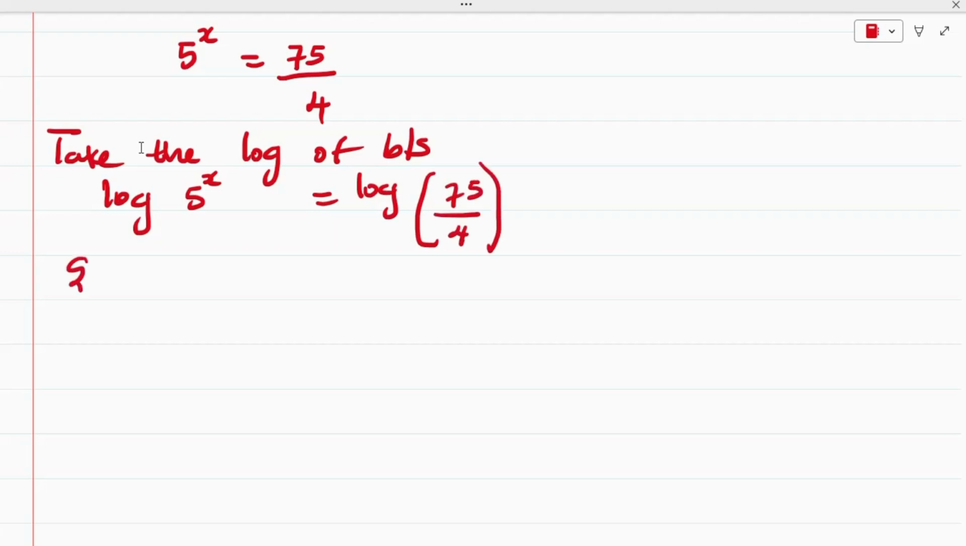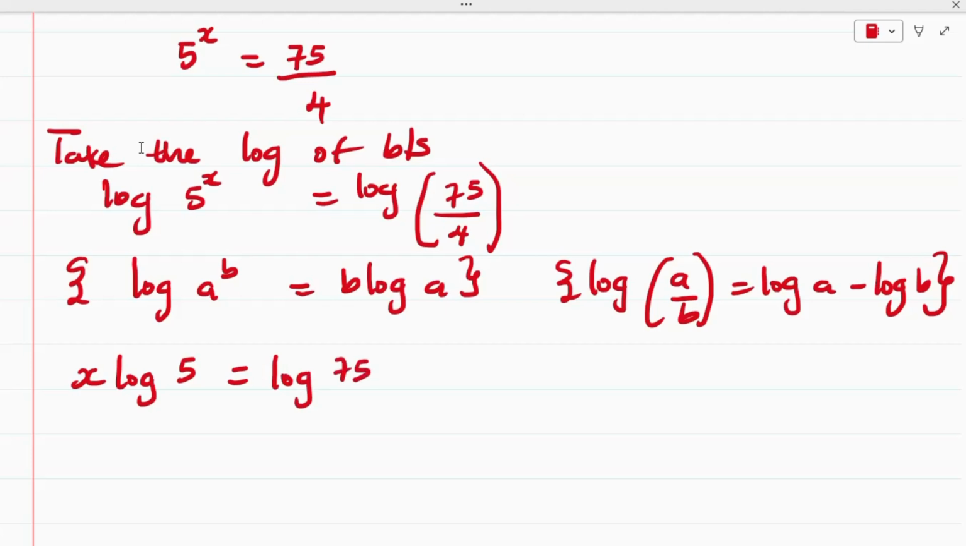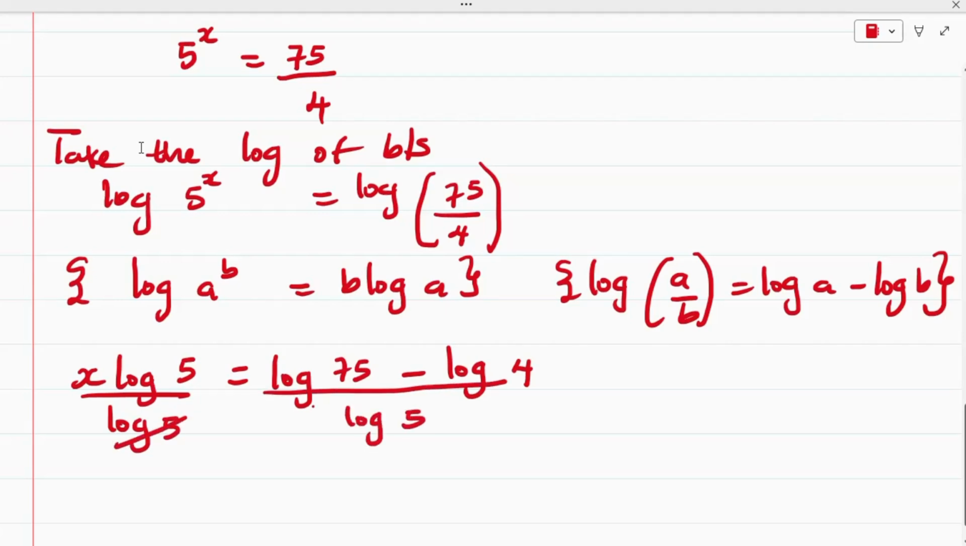But from the property of logarithm, if we have log a raised to the power of b, this is equal to b log a, and also if we have log a divided by b, this is equal to log a minus log b. So applying this to both sides, we have x log 5 is equal to log 75 minus log 4. So divide both sides by log 5 to isolate x. So from here this is going to cancel out this, so we have that x is equal to log 75 minus log 4 divided by log 5.